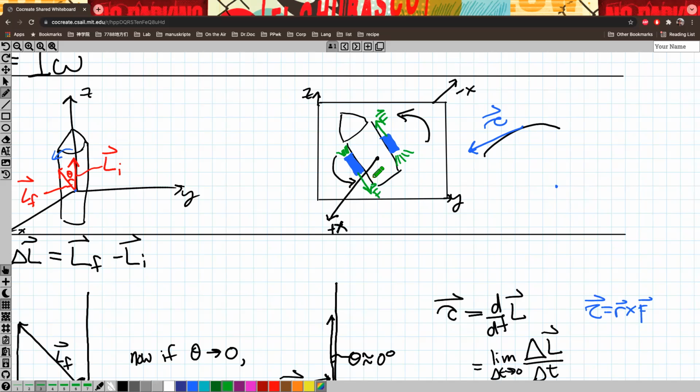Okay. So let's now just draw the R vector from the pivot point to the force. So that's the R vector to the force. And then where is the force going, in order to make tau equal to R cross F?